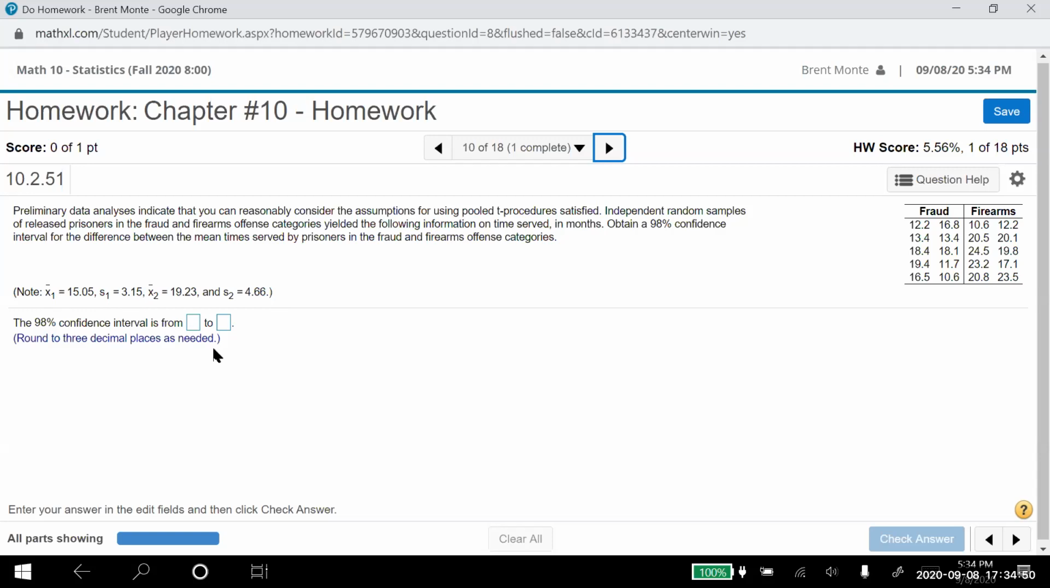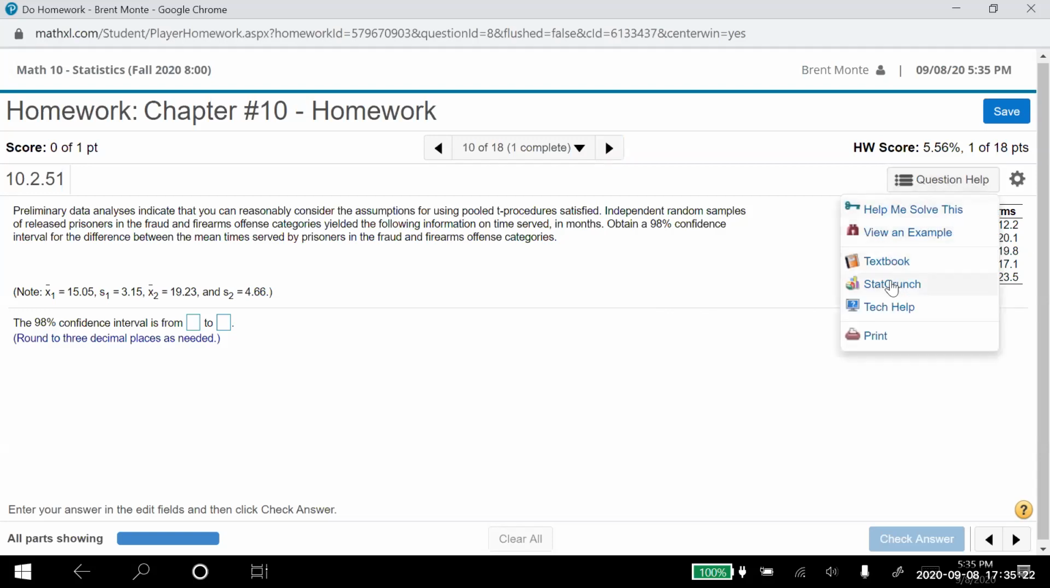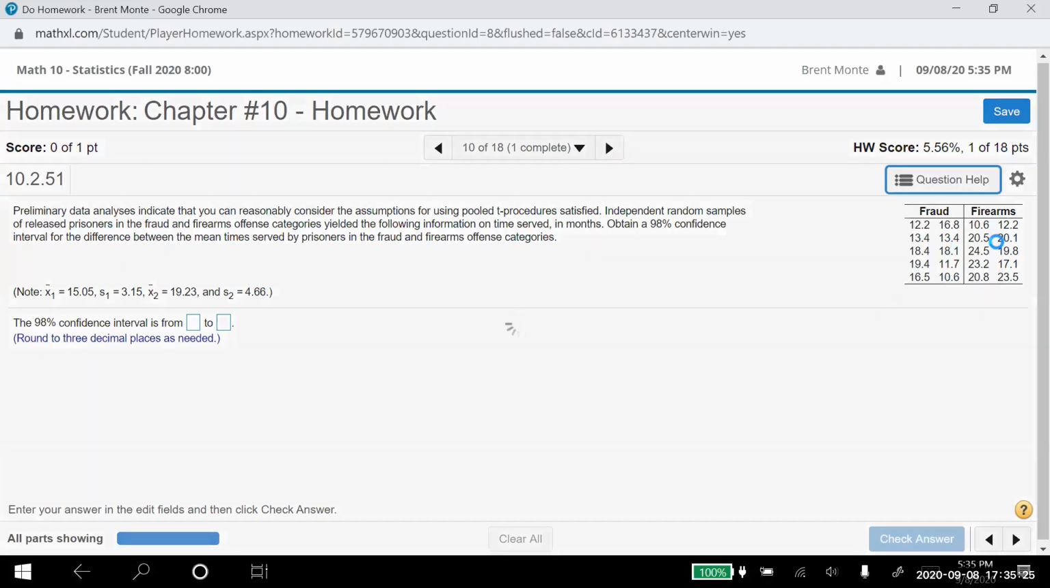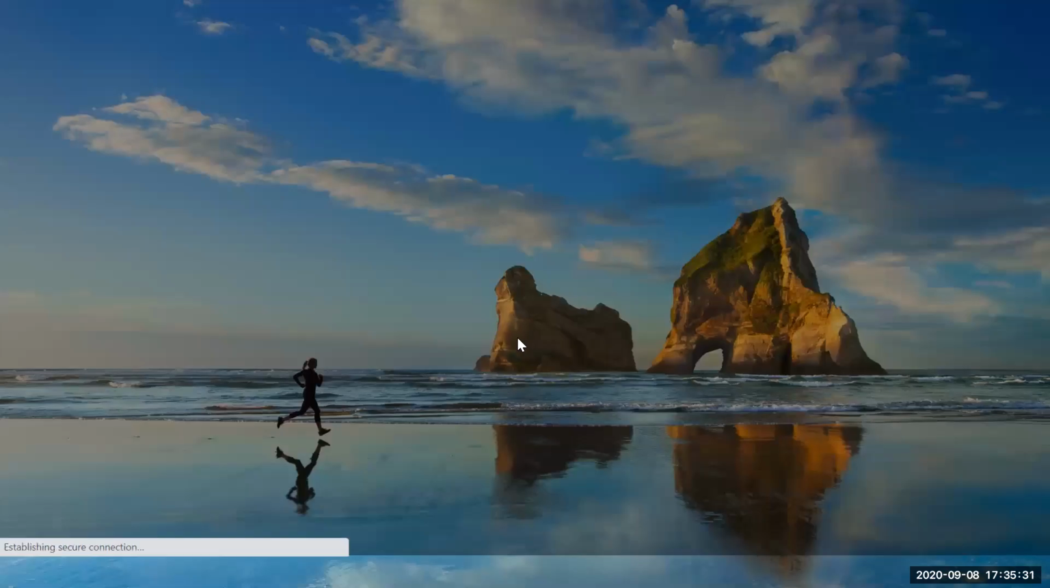So let's do that. And let me jot this down real quickly so we have it. So let's see, 15.05, 3.15, 19.23, and 4.66. All right, so I've got the means and I've got the standard deviations. So let's go to the confidence interval. We just go straight in and we open up. They're not letting us open it up straight from there. Let's go to question help. We'll open up StatCrunch from there. So apparently we couldn't have just put the data in anyway. We'd have to enter that by hand because I don't see anywhere where it's going to put the data in for us.